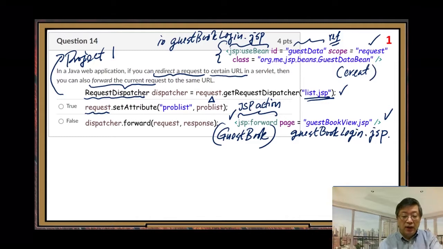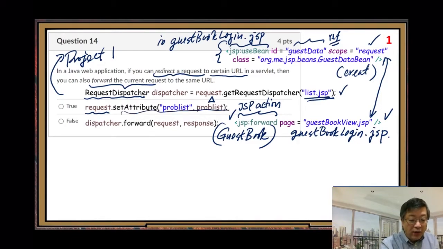All right, so why do I talk about that? Because these two are related. Why related? We do forwarding and we store something, an object, the Java bean here, in the request scope. Then we do forwarding. We store data in the request scope, then we do forwarding.